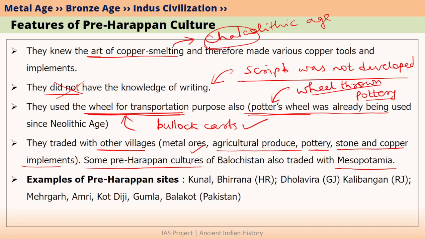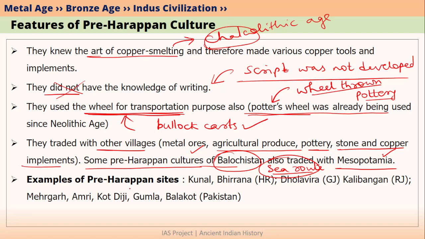Trade between some of the pre-Harappan cultures of Balochistan and Mesopotamia was mainly through the sea route, probably because their land-based transportation was not very much developed. And Balochistan is basically a hilly area. So land-based trade would of course be hard compared to sea trade. So pre-Harappan people of Balochistan conducted sea trade with Mesopotamia. For this purpose, they built ships. They also had the knowledge of navigation.